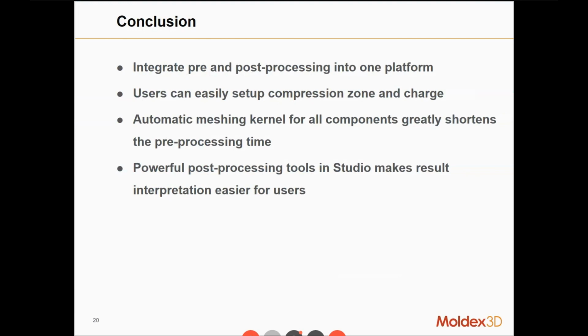Moldex3D R17 Studio integrates the pre- and post-processing into a single platform, and users can easily set up the compression zone and compression charge, which is shown in the previous video demo, those two tips. And with the automatic meshing kernel, we can mesh everything with one click, and this can greatly shorten the pre-processing time. And after the calculation, Studio has a powerful post-processing tool that makes result interpretation much easier for all our users. Okay, and that will be all for today's session, and thank you all for your attention.